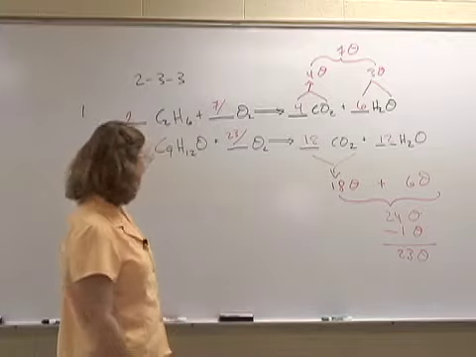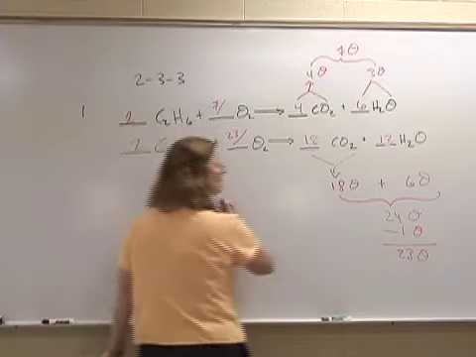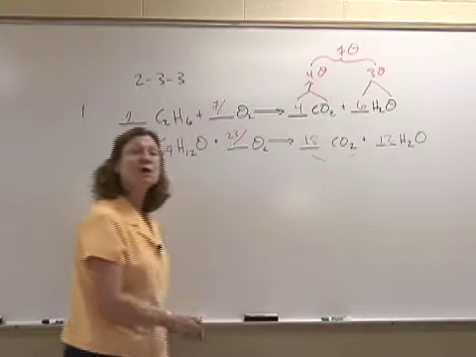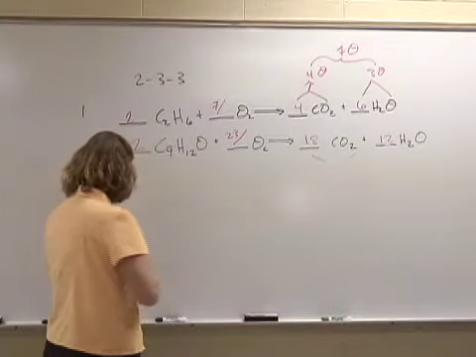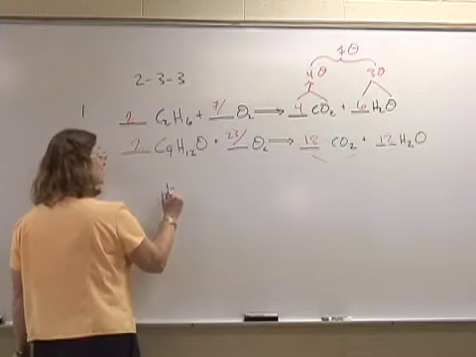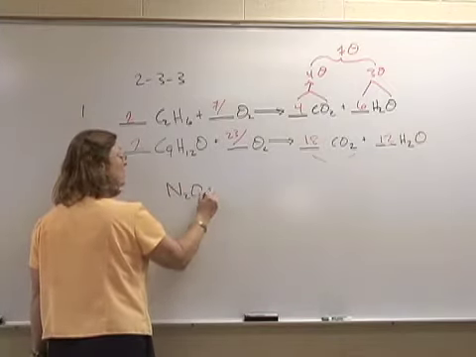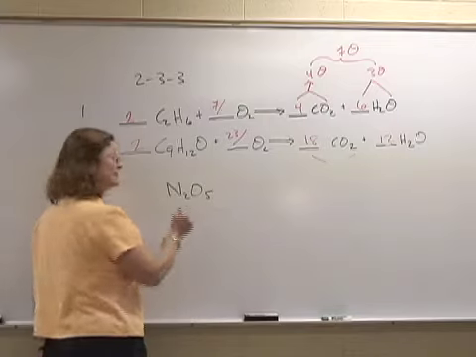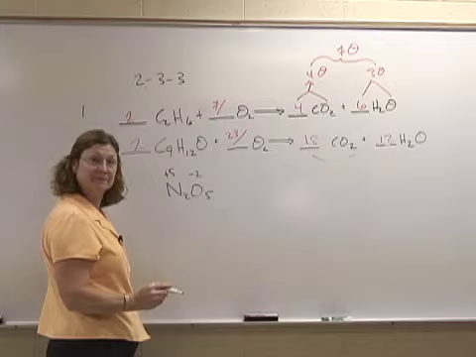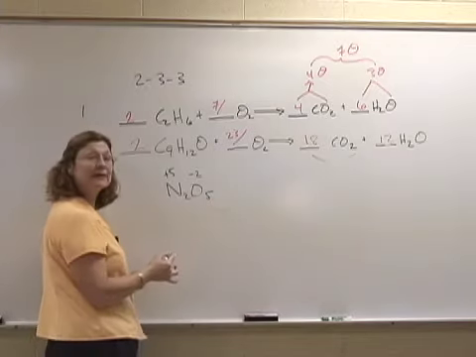In the second case, I'm changing my sentences to symbols and balancing. And I'm given nitrogen 5 oxide, which is N2O5. The Roman numeral 5 is telling me that nitrogen is plus 5, oxygen is minus 2. So I must write my formula correctly.